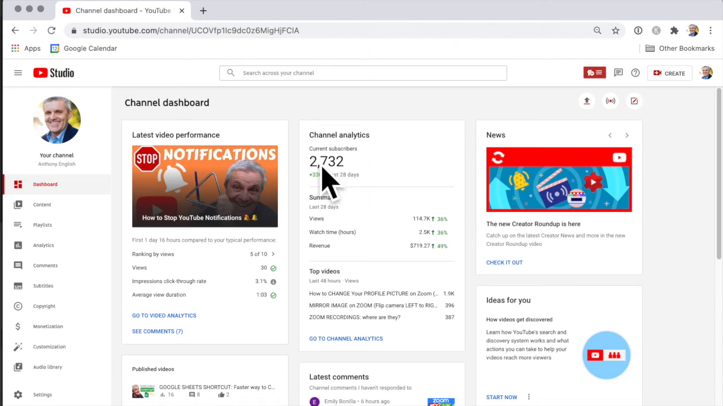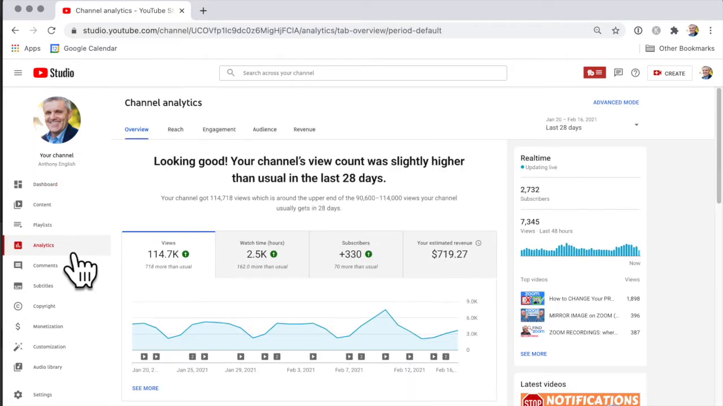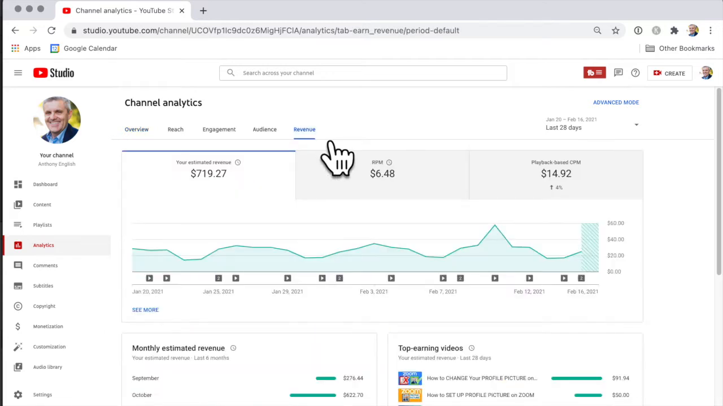Here's a quick way to see how much revenue you have made on YouTube for the day, even if the data isn't all in. Let me jump to the analytics, to the revenue, and you can see this striped green line. That means it's still work in progress, okay?